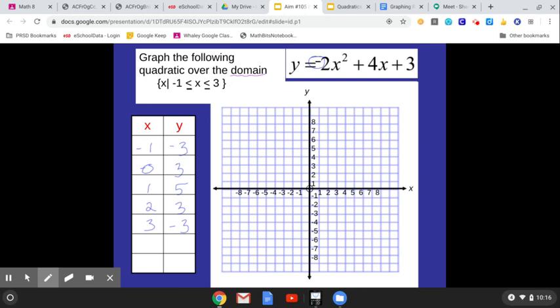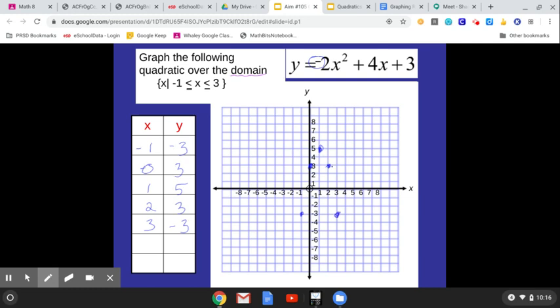We're not graphing anymore. So let me graph this. -1, -3, there's one of them. 0, 3, that's up here. 1, 5, that's here. 2, 3, that's right over here. And then 3, -3, that's here.